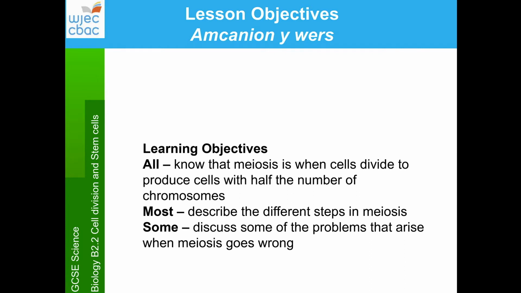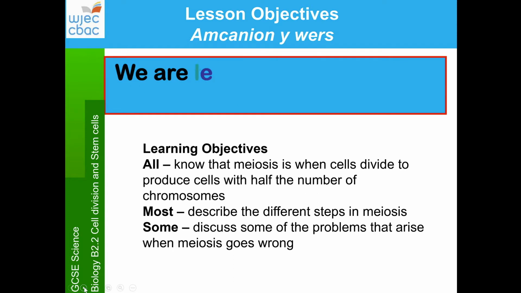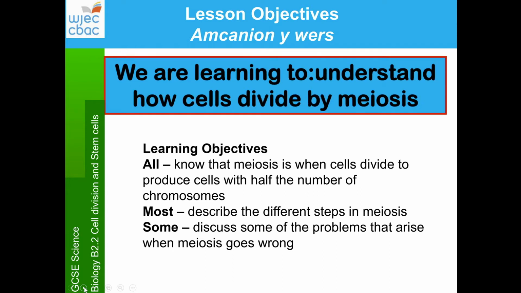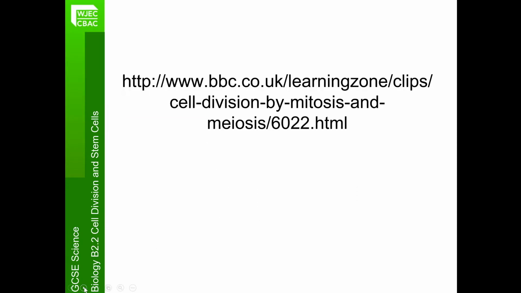Today's objective in the lesson is to look at the other type of cell division, how cells divide by meiosis. The learning objectives are that for all pupils to know that meiosis is when cells divide to produce cells with half the number of chromosomes, and why. Most pupils to be able to describe the different steps in meiosis, and some pupils to discuss some of the problems that arise when meiosis goes wrong.